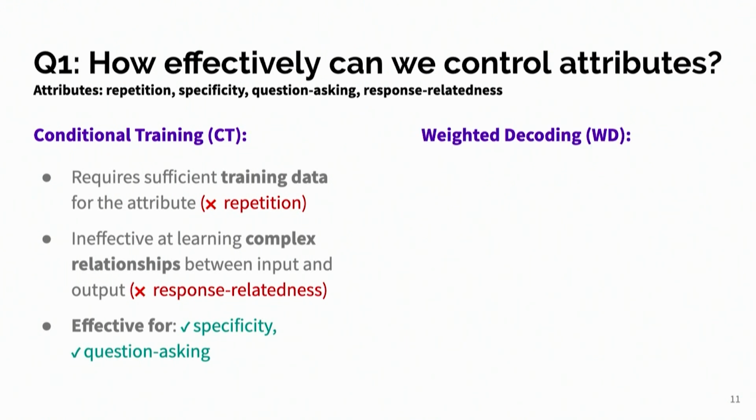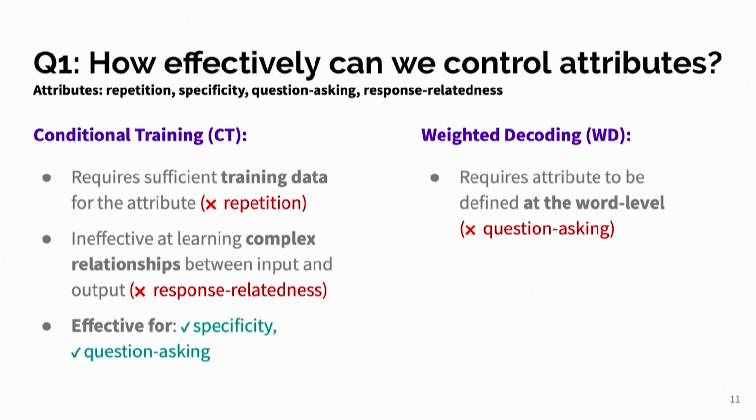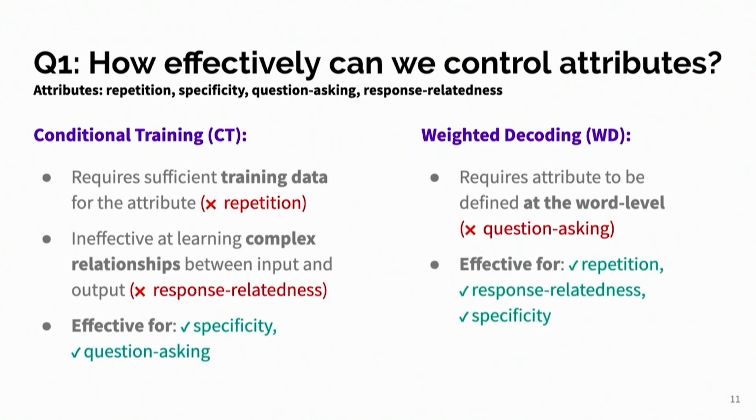For the other method we tried, weighted decoding, that's the one where you increase or decrease the probability of certain words at test time. We found that this doesn't work naturally for controlling question asking, because question asking is more of a sentence level, utterance level attribute, not really a word by word one. But for the other attributes, we found this worked pretty well. So I know this slide's pretty abstract. Let's look at some examples.